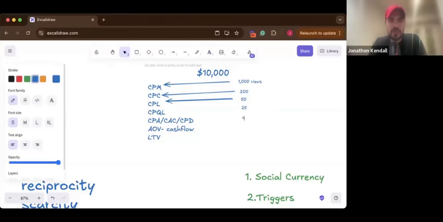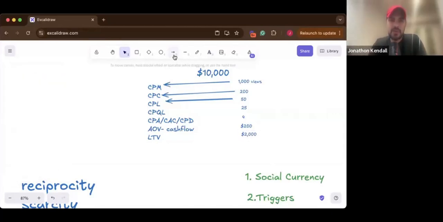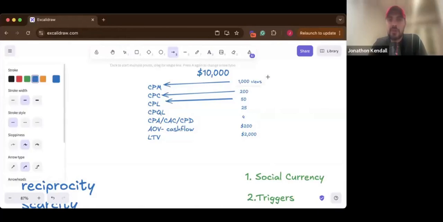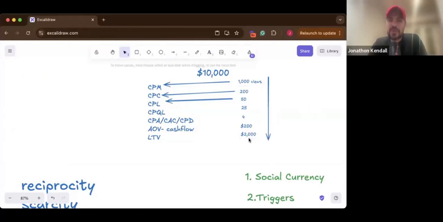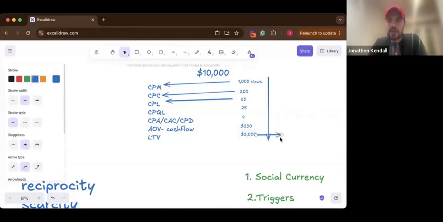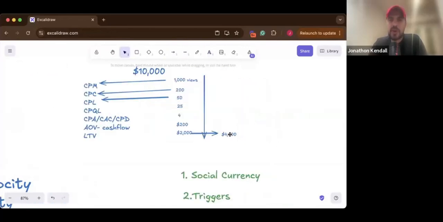Say only 4. So 4 of them buy out of the 25, and each person buys on average, let's say, $200. But then it's on a subscription, so the lifetime value is, say, $2,000, and I have a profitable business. Let's just say that the math works out. So what if I'm a copywriter and I increase the lifetime value of that client from 2,000 to 4,000 per client? How valuable is that?